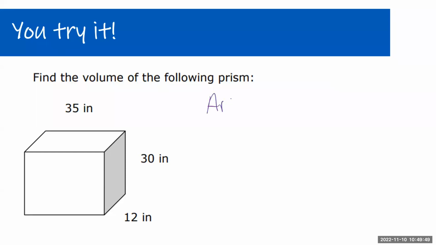So the area of our base is going to be, because this is 35 also, 35 inches times 12 inches.